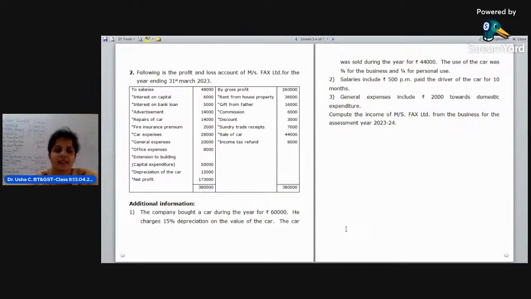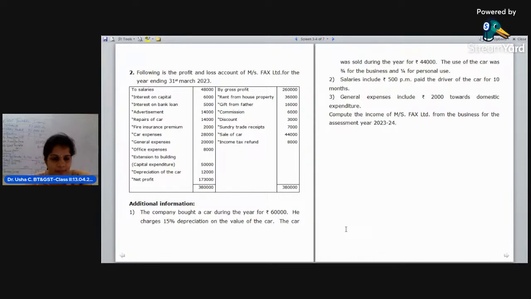Repairs of car. Car is a fixed asset, correct? Any expenditure relating to the car, in the sense of purchase of car or repair of car, is a capital expenditure. So the capital expenditure incurred for the repair of car is an inadmissible expense. It was debited to profit and loss account, so it must be added to the net profit. Fire insurance premium, 2,000.